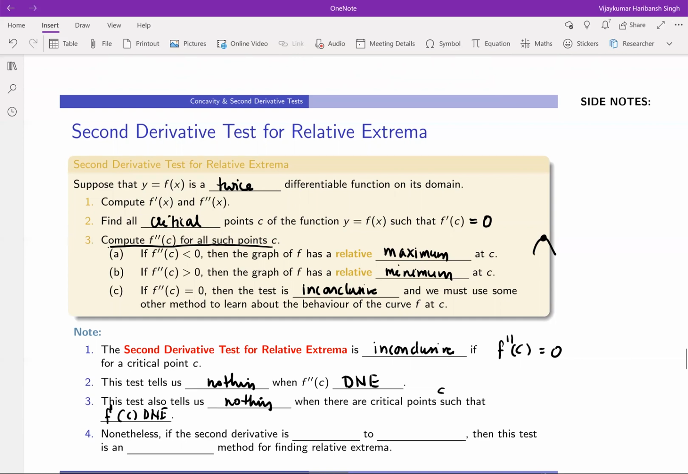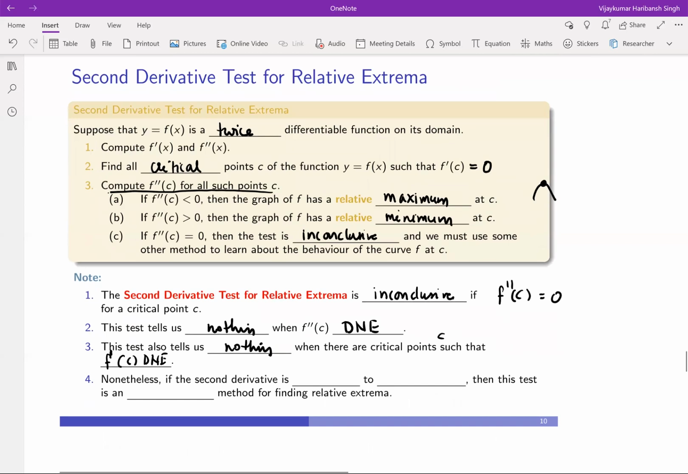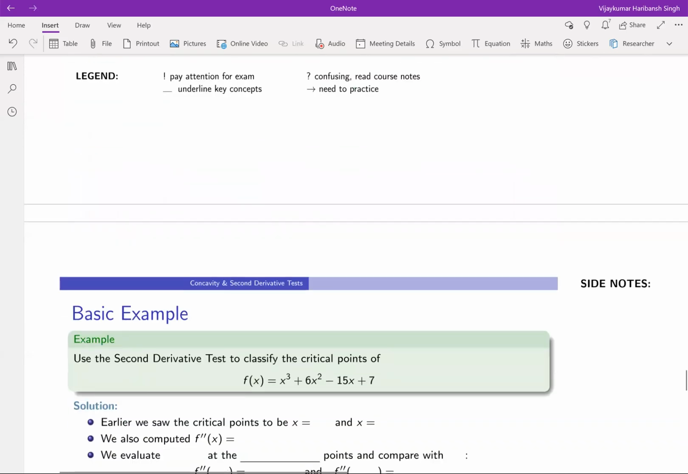So for those you can't really use the second derivative test, because you are deciding if the second derivative is less than zero or greater than zero. But if the first derivative does not exist at a point, there's no hope for having a second derivative at those points. Nonetheless, as I said earlier, if the second derivative is easy to compute, then this test is efficient or faster in computing the relative extrema.